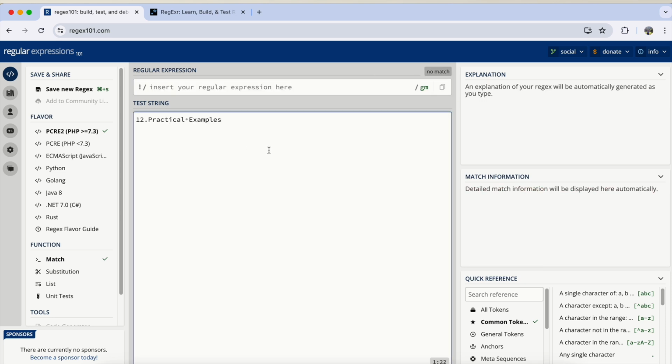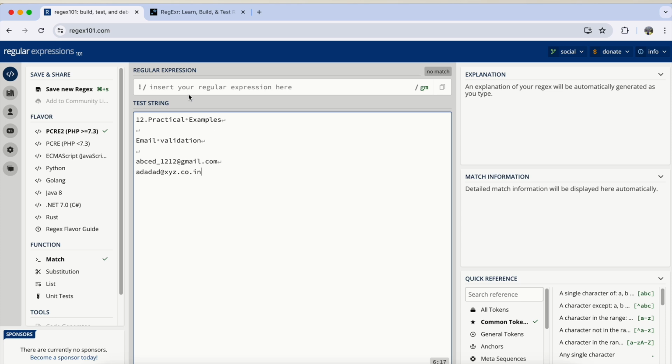Now let us understand the regular expression with some practical examples. Let us say how to do email validation using regular expression. For example, let us say the email ID is abcd something at gmail.com, right? We want to match this email ID. It can also have underscore, it can also have numbers, right? And it can be like .co.in as well, abcd@xyz.co.in, right? Like this also there can be an email ID.